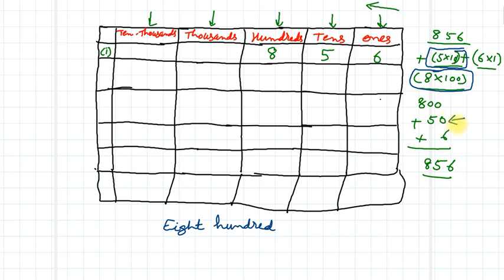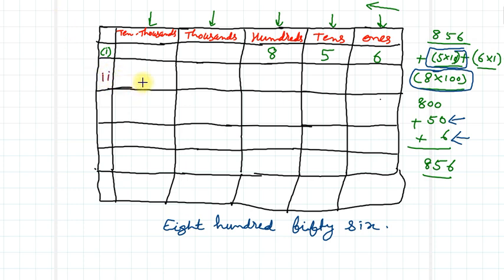10 fives are 50, so 5 into 10 is 50. So we will write it as 800. This 50 has come from here, 50, and 6 ones are 6. So I have written these three digits in numeral form, 856. So this 856 we will write in words, right students? So let us move on to the second example.